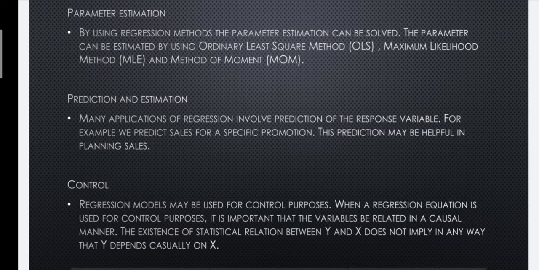Okay, next, the regression model may be used for control purposes. When a regression equation is used for control purpose, it is important that the variable be related in a causal manner. The existence of the statistical relation between y and x does not imply in any way that y depends causally on x. We also can use the regression model untuk create ataupun to use for the control purposes. But for this subject, kita tak fokus on this control part, hanya untuk parameter estimation dan juga prediction sahaja.